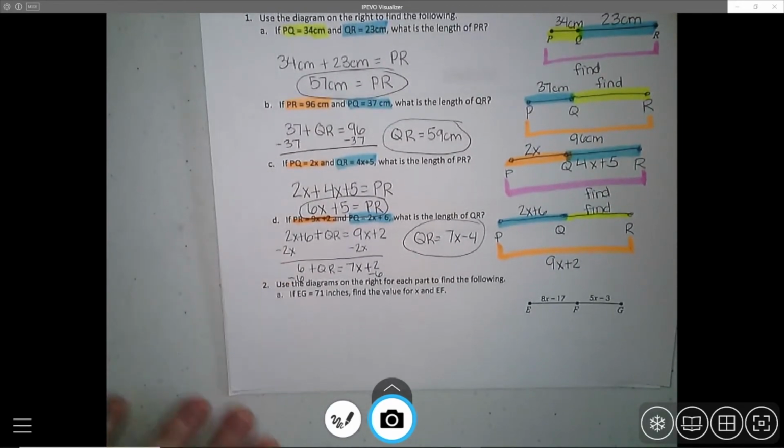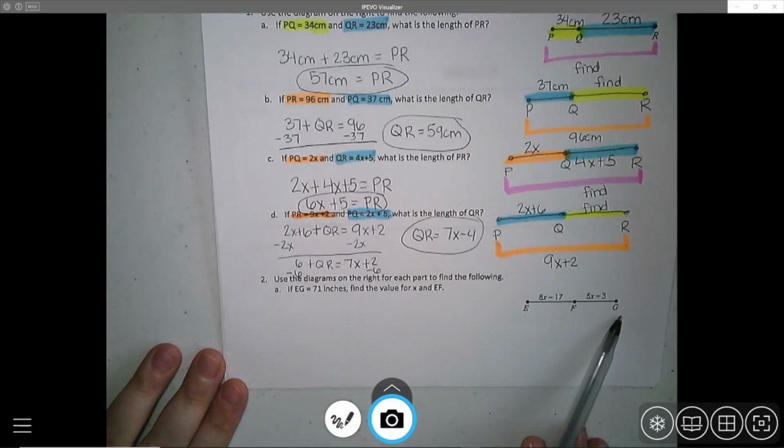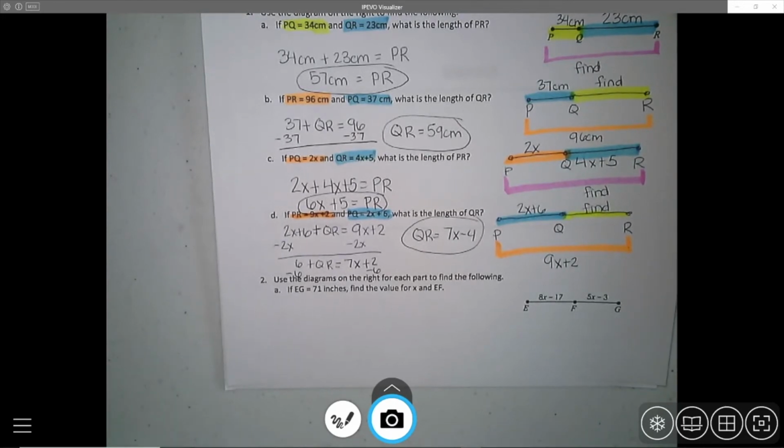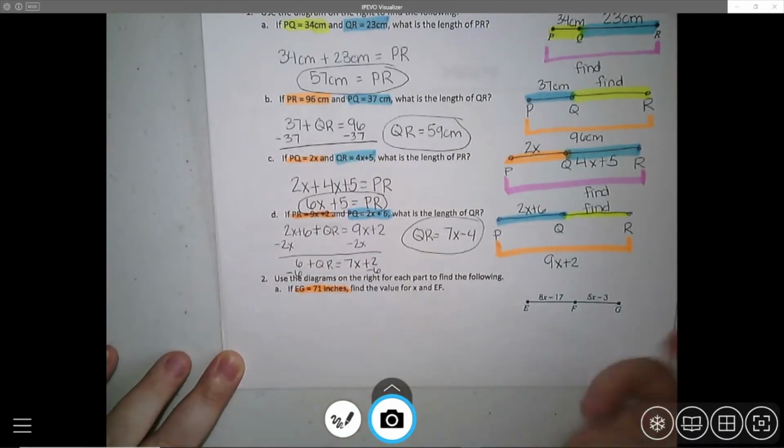Okay, looking here at the last one. Okay, I'm going to use the diagram on the right to find the following. So in this problem, they tell me EG is 71 inches.